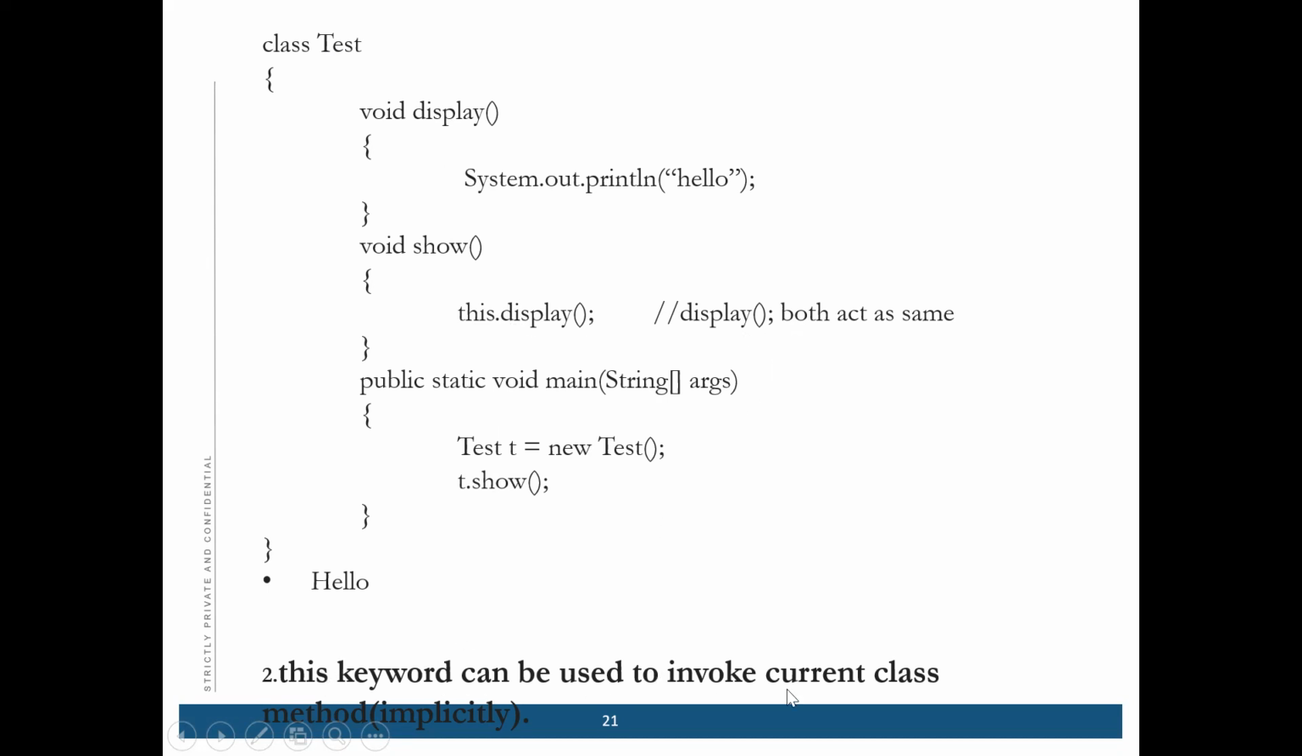This keyword can be used to invoke the current class method implicitly. So what I am doing is I'm just calling this display method with the help of this; both act as the same. So this.display also we can do, or display also we can. This keyword can be used to invoke the current class method. We are just calling this method. So this is the second use of this keyword.